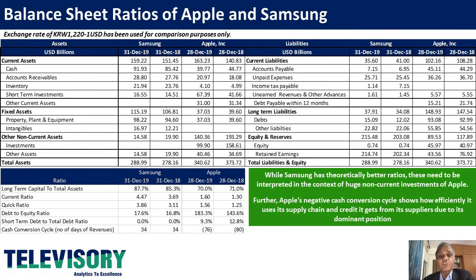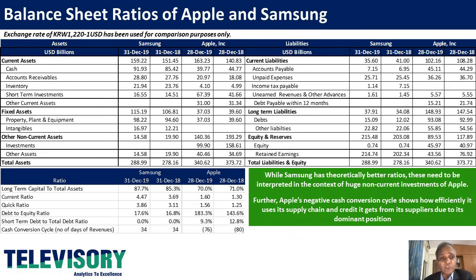We now try to apply these ratios to some of the companies you would hear normally. We have taken these data from publicly available information on these companies and converted them into US dollars for ease of comparison. We discussed Samsung and Apple, and you see this is a very interesting comparison. Samsung apparently has all the healthier ratios compared to Apple.